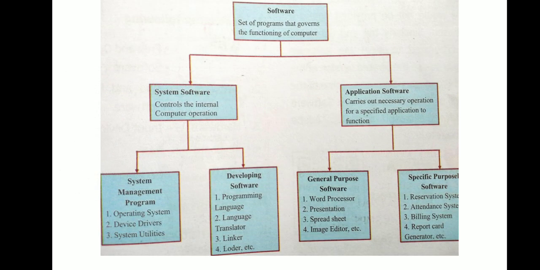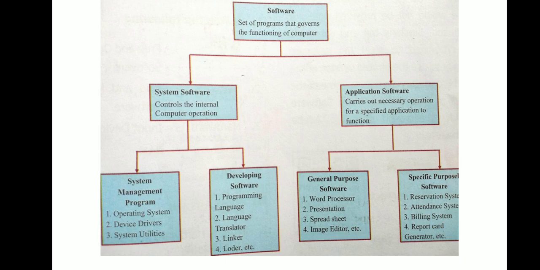This chart, the flow chart. What is software? A set of programs that governs the functioning of a computer. Two types of software: system software and application software. What is system software? It controls the internal computer operation. What is application software? It carries out necessary operations for a specific application to function.